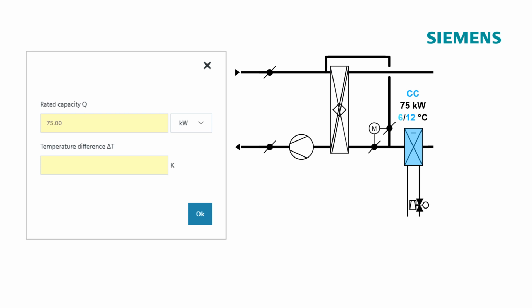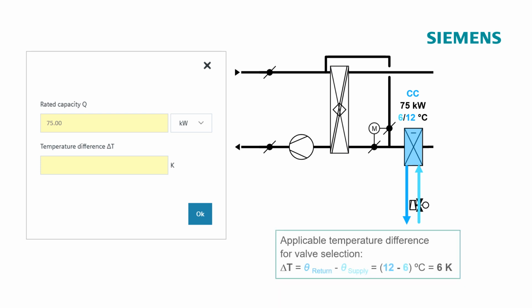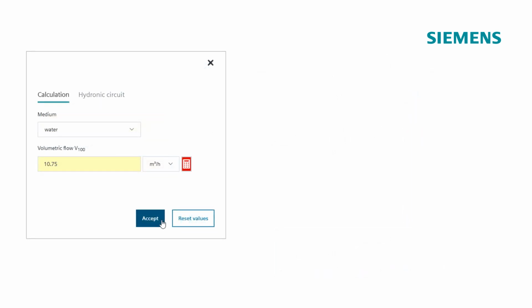Now it needs to be considered which temperature difference is applicable for the valve selection. The cooling coil shall be supplied with water of 6 degrees, and the return temperature is 12 degrees. Therefore the applicable temperature difference for the valve selection is 6 Kelvin. Click OK. The volumetric flow has been calculated at 10.75 cubic meters per hour.